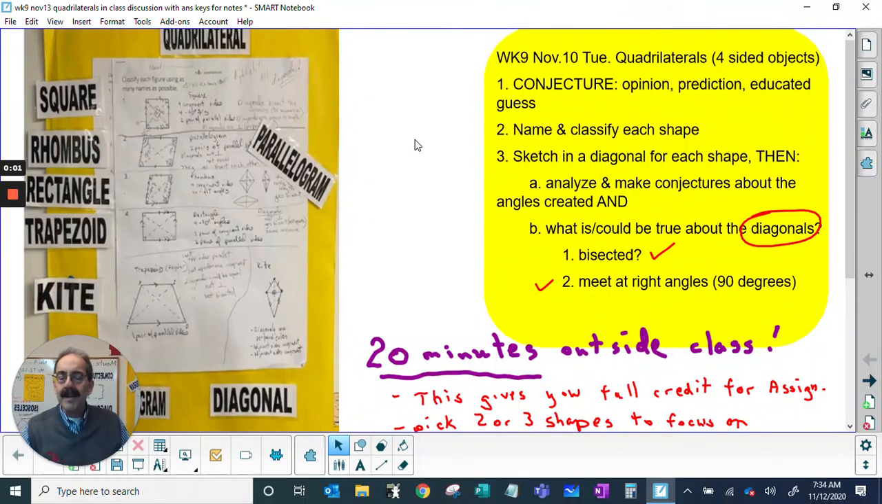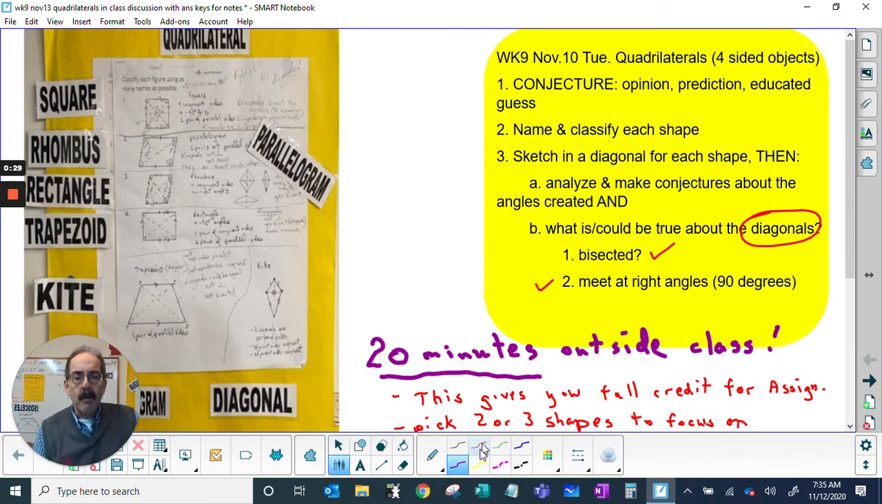Hey everybody, Monty, Geometry, Week 9, Friday, November 13th, and we're going to be putting away the circles and going back to four-sided objects, quadrilaterals, okay? So, vocabulary, you should be familiar with all of the words on the screen right now because that's where we started school. What makes a square a square? But now we're going to build upon that, okay? How are we going to build upon it?